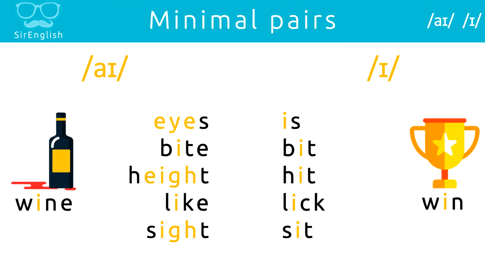Okay, very, very good. I hope the difference is clear now between the long one and the short one. Now, as always, we're going to go to the minimal pairs. Remember, the minimal pairs are different only in one sound, the two sounds that we are focusing on. So these minimal pairs are right here. /aɪ/ is on the left and /ɪ/ is on the right. So listen to me say each pair and repeat after me.